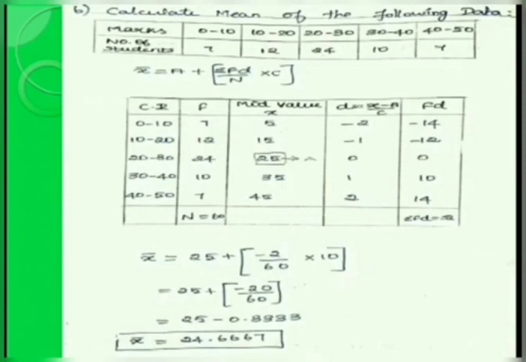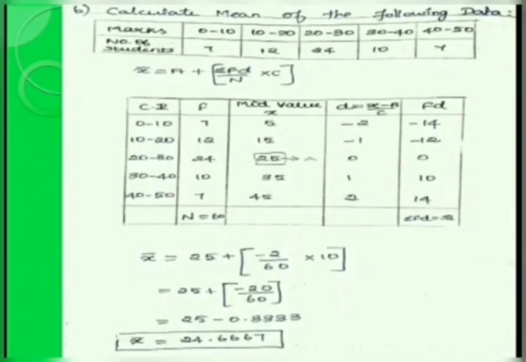Here X in the first row is 5 minus A, assumed mean is constant 25. So 5 minus 25 is minus 20 divided by class limit 10. So minus 20 divided by 10 is equal to minus 2. Similarly, our second value X is 15. 15 minus assumed mean 25. So 15 minus 25 is minus 10 divided by our class limit, which is also 10. So minus 10 divided by 10 is equal to minus 1.